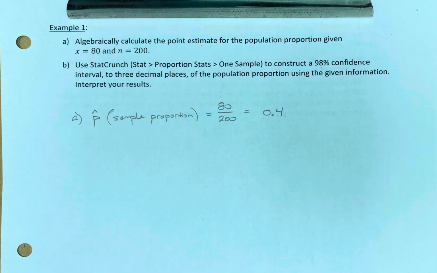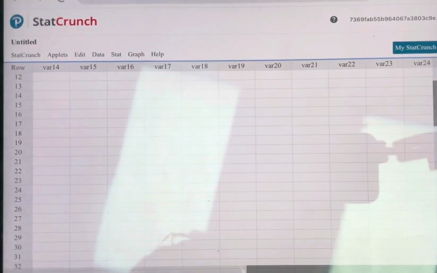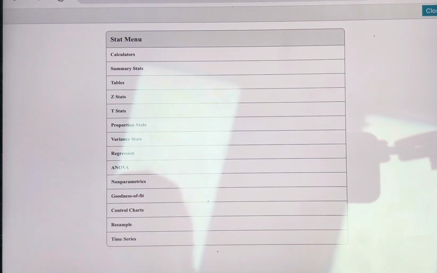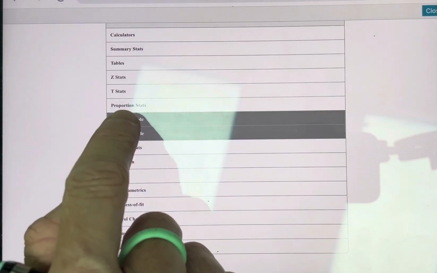Okay, so here we go. Into StatCrunch. Let me get it focused. Okay, let's take a look. So we're going to go into Stat, Proportion Stats, because we're dealing with proportions. And this is from a single sample.